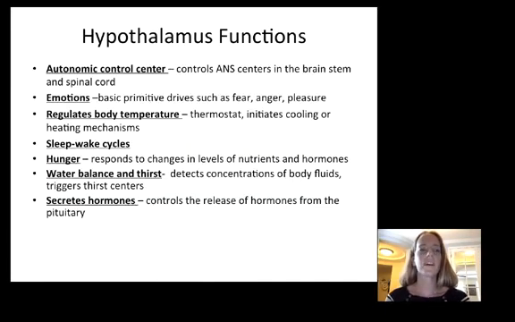So these are all the functions of the hypothalamus. It is the autonomic, or the organ control center in the brain. So it is going to send the autonomic input through the brainstem and the spinal cord out to the organs. It also has some basic emotional functions. It can regulate body temperature, sleep-wake cycles, hunger, water balance and thirst, and secrete various hormones to the pituitary. So when we get into the endocrine system, I think you guys will have an even greater appreciation of just how important this tiny area of the brain is, and we're just beginning to scratch the surface now.